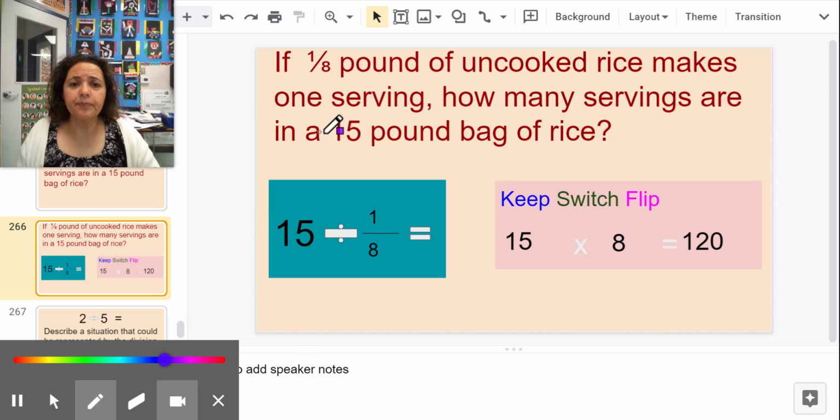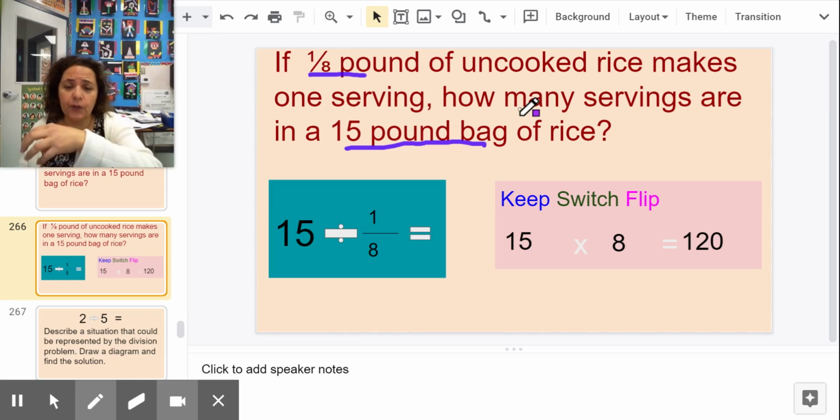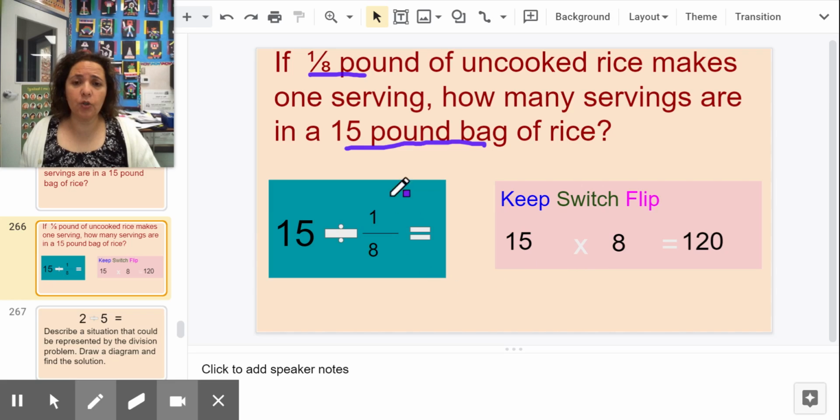All right. So hopefully you said are in a 15-pound bag. That's our total amount. How many servings are in a 15-pound bag? That's how much I have. So it's 15, and you want 1/8 of rice per serving. So it should be 15 divided by 1/8. You keep the 15, you switch to multiplication, you switch the reciprocals, it becomes 8. If you do 15 times 8, you should have gotten 120 servings.